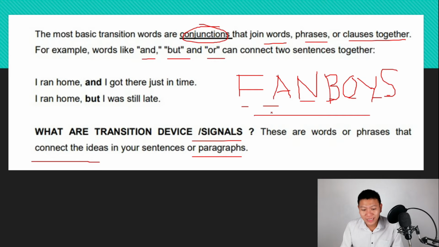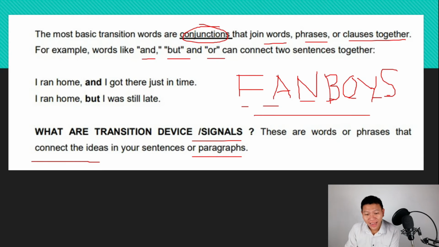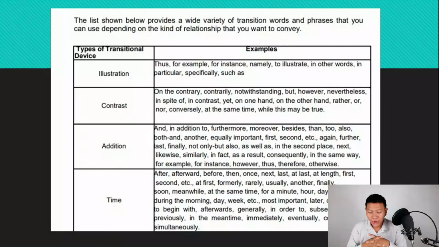These are words or phrases that connect the ideas in your sentences or paragraphs. Okay? Alright, so let us continue. So you have this in your modules. You could read them and try to maybe memorize the examples provided. So these are all the examples of transition signals.